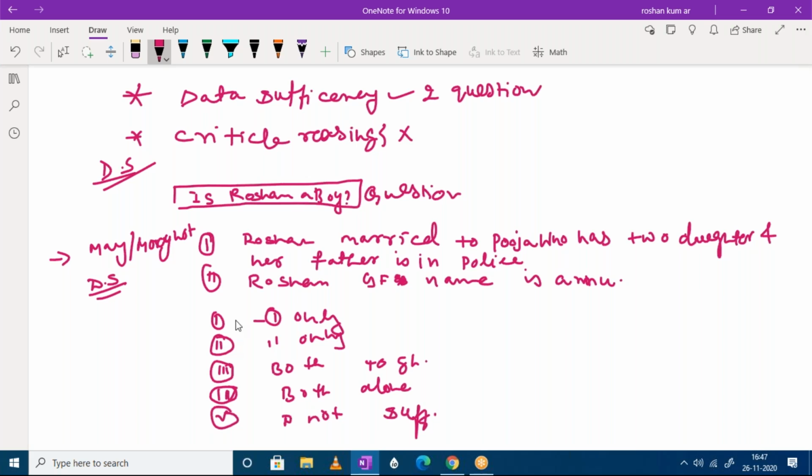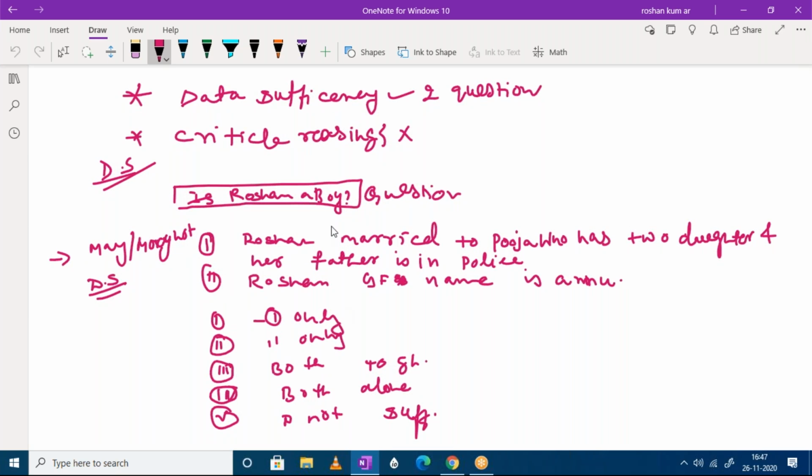Have you understood the question? The question says, is Roshan a boy? That's the question. You have two pieces of information about Roshan, which are written on the screen. If you cannot read, let me know. Based upon this information, you have to answer the options.